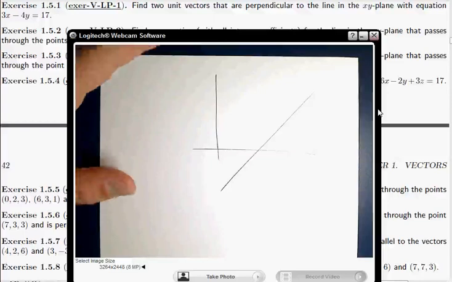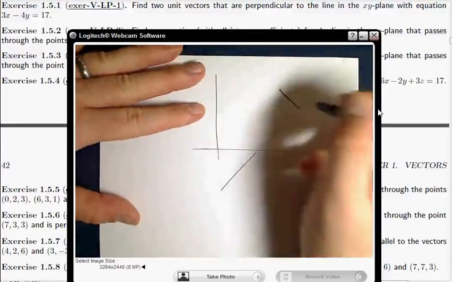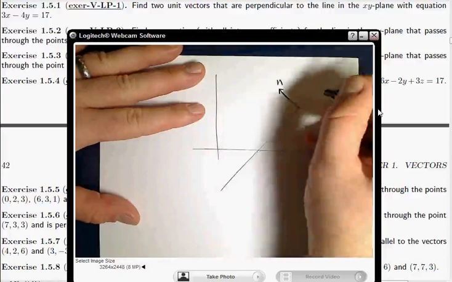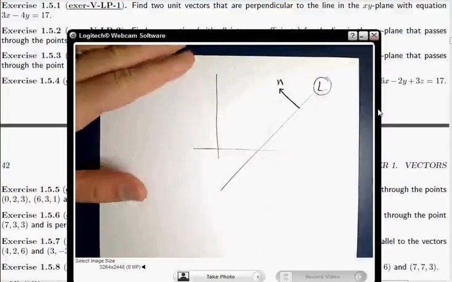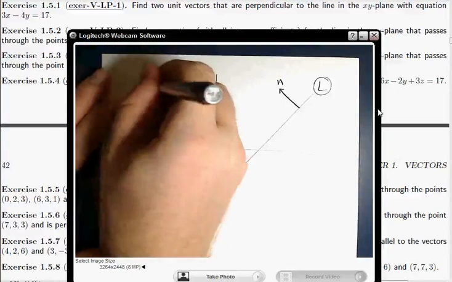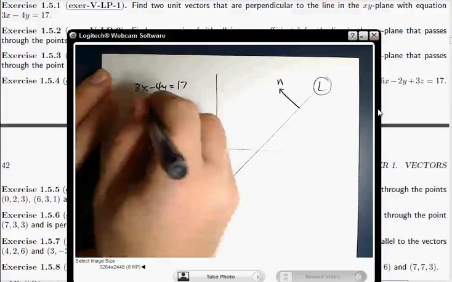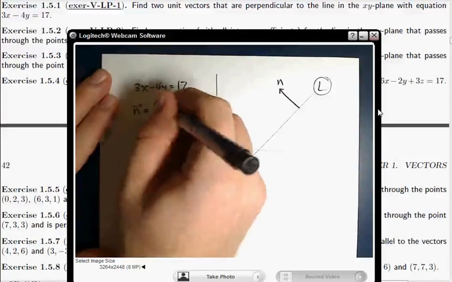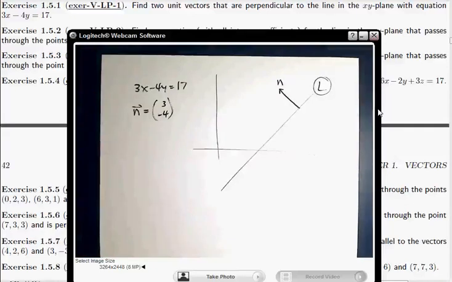Now, good news, I know a normal vector. Why? Because I know the equation of the line L is 3x minus 4y equals 17, and so I instantly know that a normal vector is (3, -4). Is that cool? Yeah. Okay.